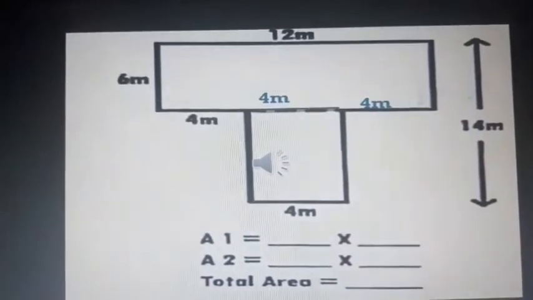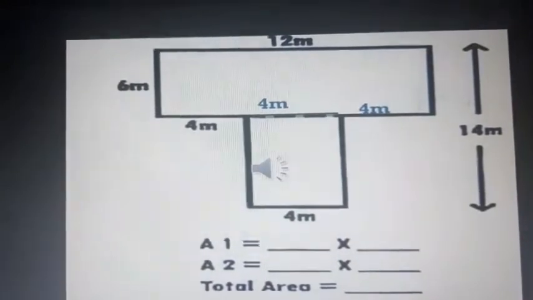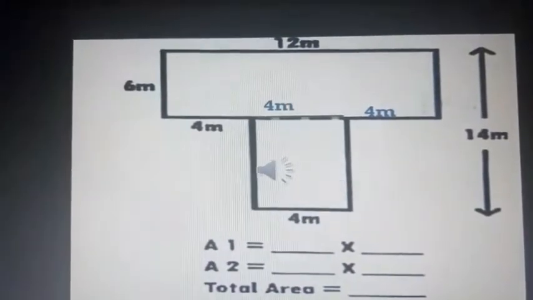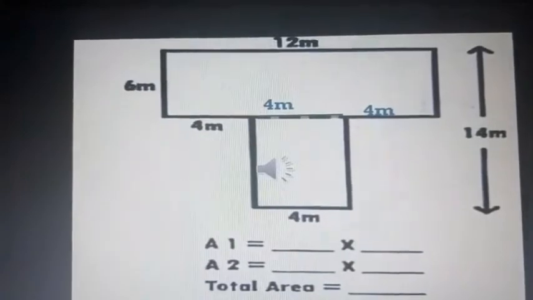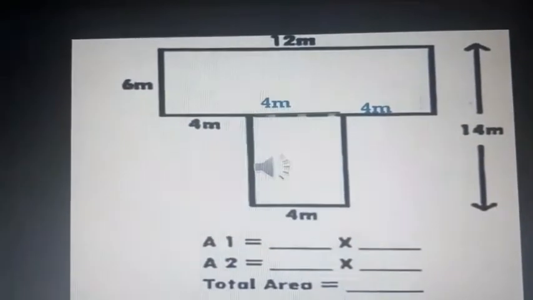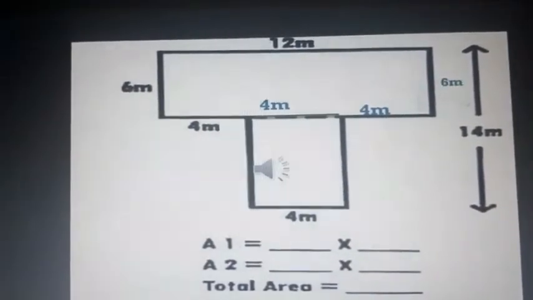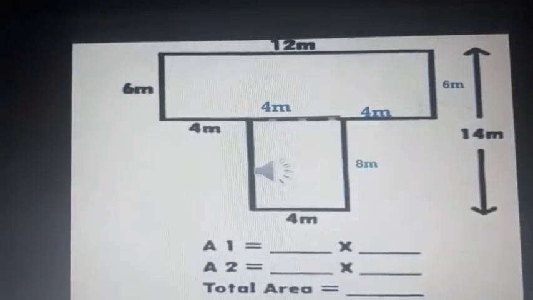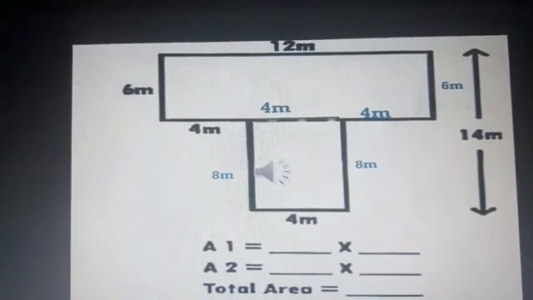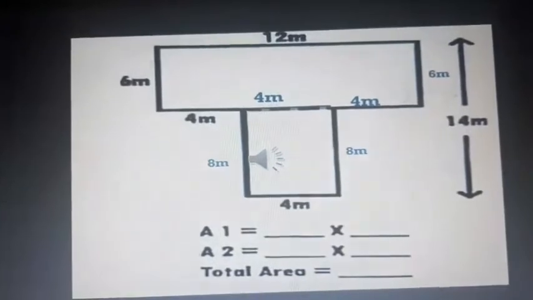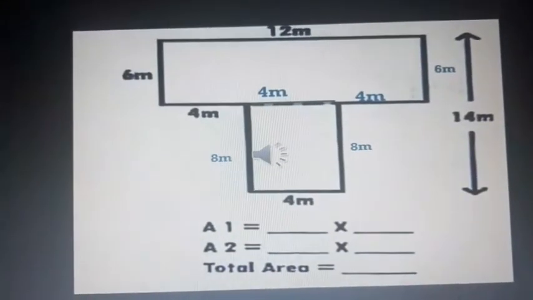Okay, what about the width? I have here 14 meters for the whole shape, and he took 6 meters, so the remainder will be, yes, 8 meters, so the opposite equals 8 meters. You have now two shapes and you know all the dimensions of them.